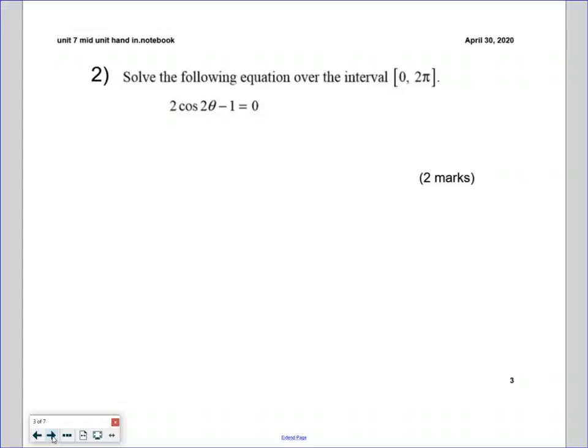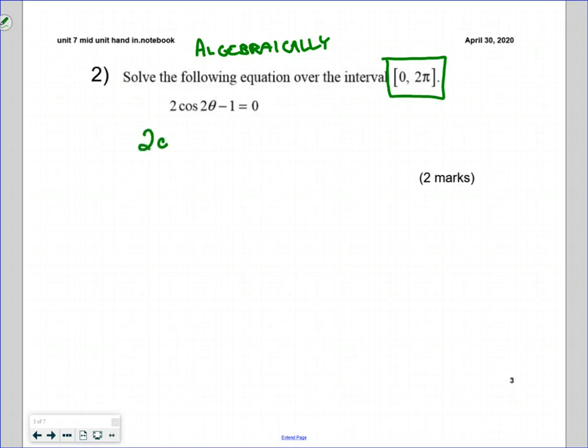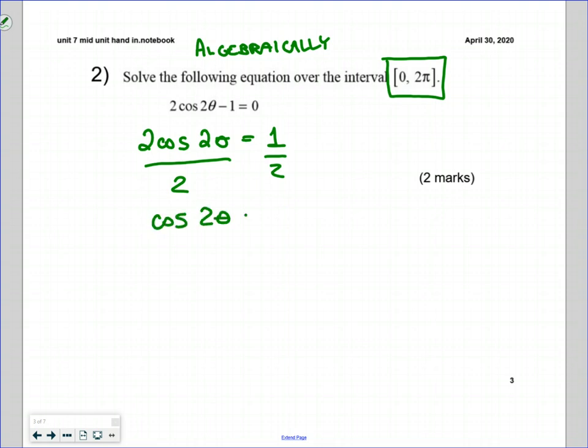Okay, number 2. This question was out of 2 marks, and I wanted it to be done algebraically. A couple of you did it graphically and got full marks, but I should have said algebraically because there was no calculator for this one. If you're doing it graphically, you use the calculator. The first thing we have to do is isolate theta, and we have a search area here of 0 to 2 pi. So 2 cos of 2 theta is equal to 1. Divide both sides by 2, and you get cos of 2 theta equals 1/2.